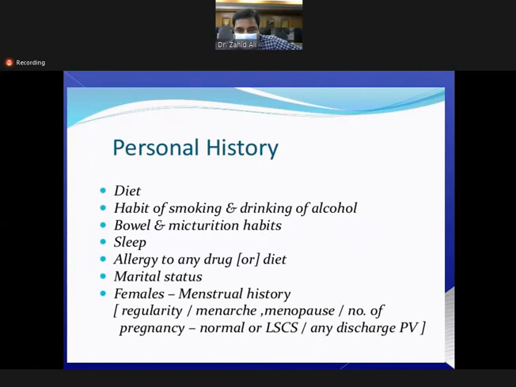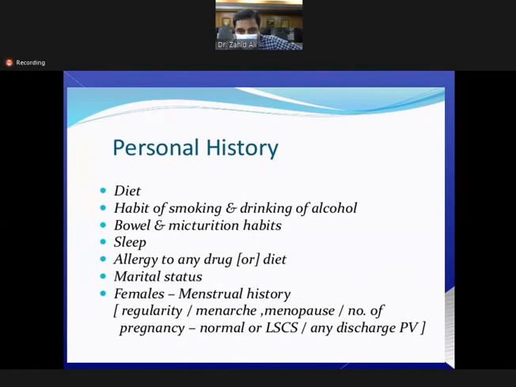So all this comes in the personal history. Again, I'm repeating, diet history is very important, and history of cigarette smoking. In cigarette smoking, you have to ask about the number of cigarettes per day or number of packs per day. And if they are using alcohol, then how many drinks per day.